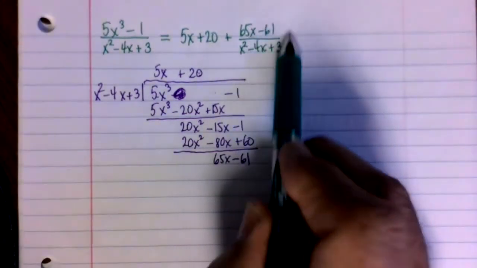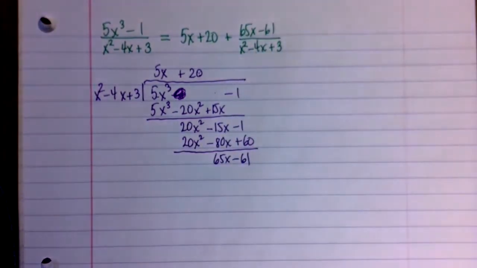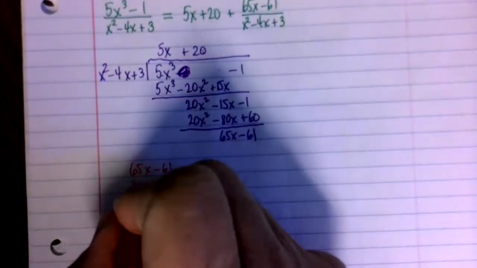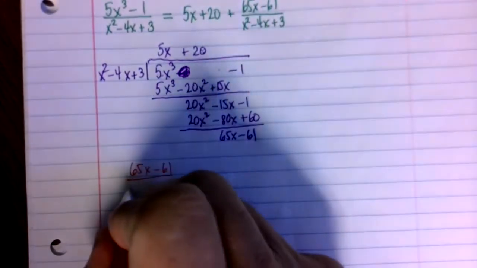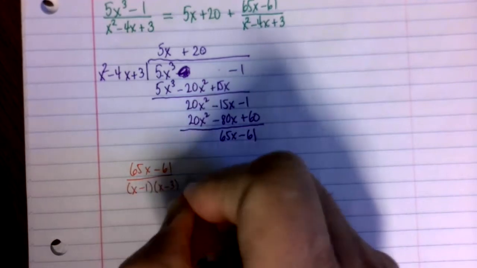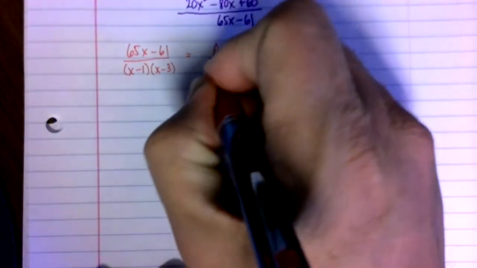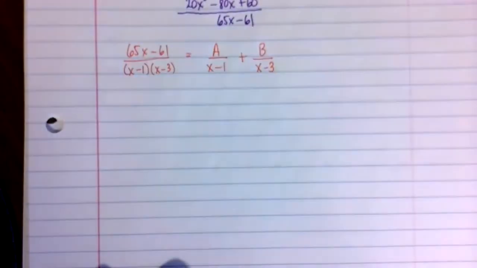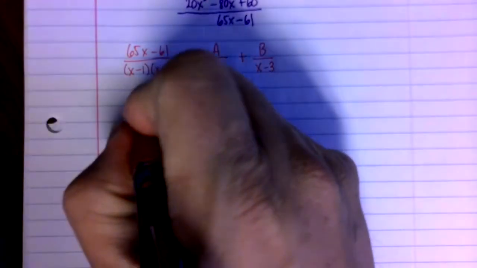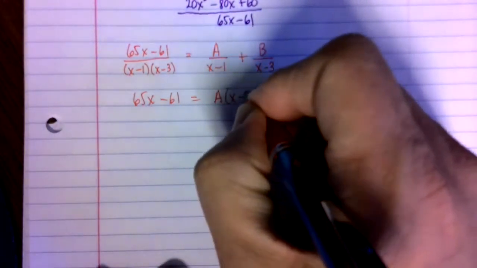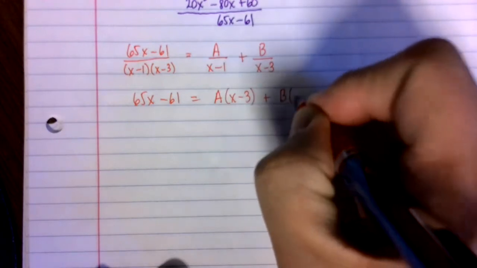So I will now find the partial fraction decomposition of this part. To do that, 65x - 61 over, this denominator is (x - 1)(x - 3). And so the decomposition will have the form A/(x - 1) + B/(x - 3). And clearing out the denominator, 65x - 61 is equal to A(x - 3) + B(x - 1).